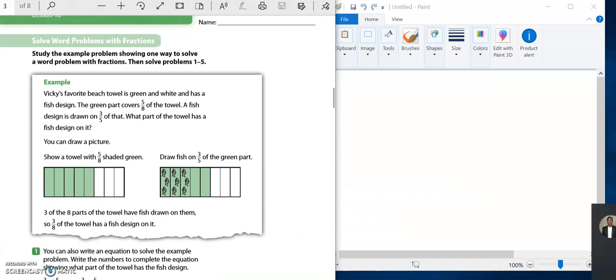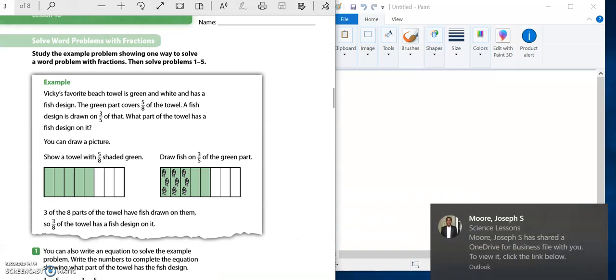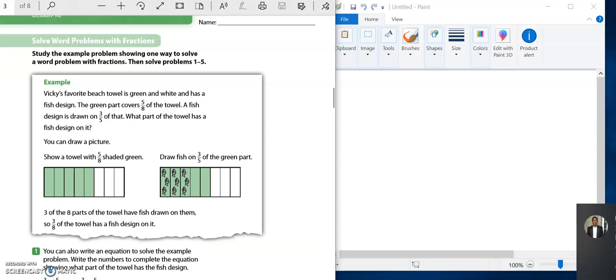Okay, our next page asks us to study the example with the problem showing one way to solve a word problem with fractions. Our first example is Vicky's favorite beach towel is green and white and has a fish design. The green part covers 5/8 of the towel. A fish design is drawn on 3/5 of that. What part of the towel has the fish design on it?